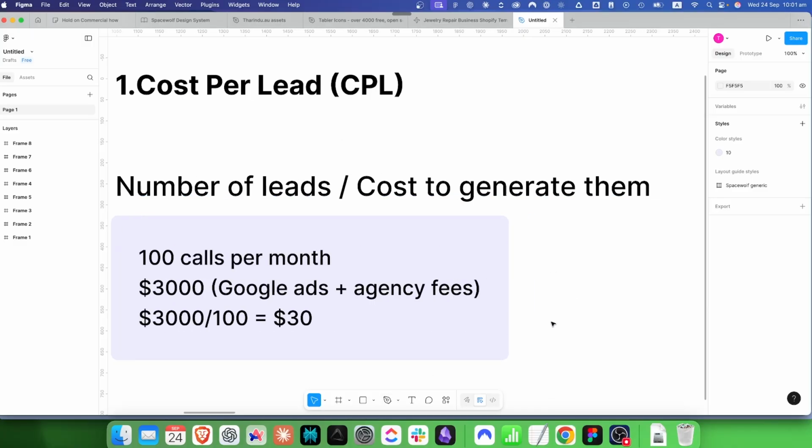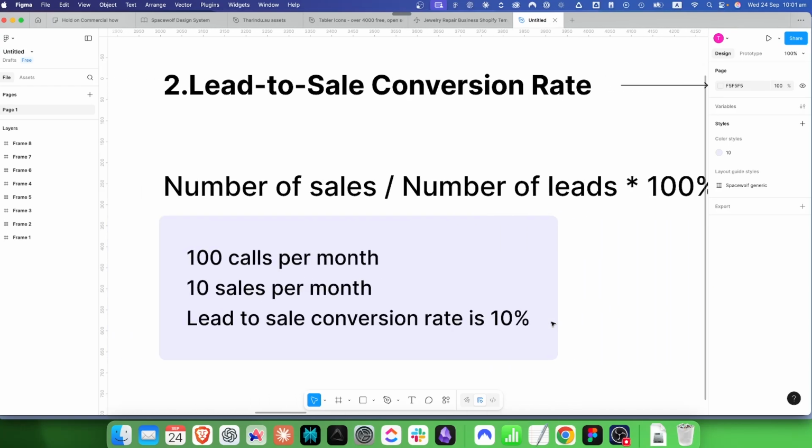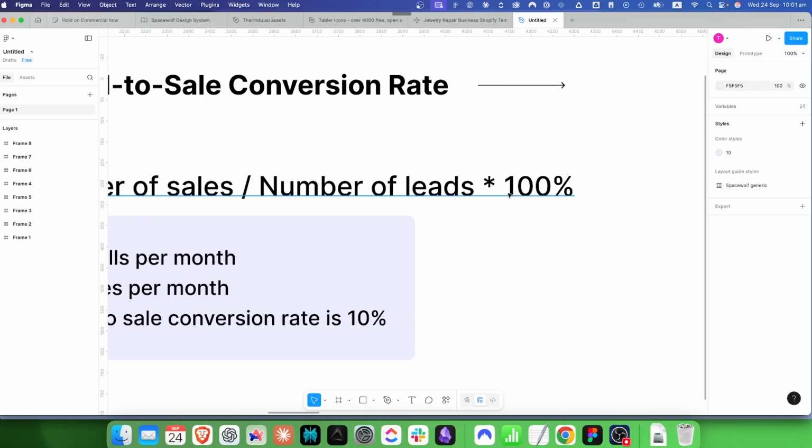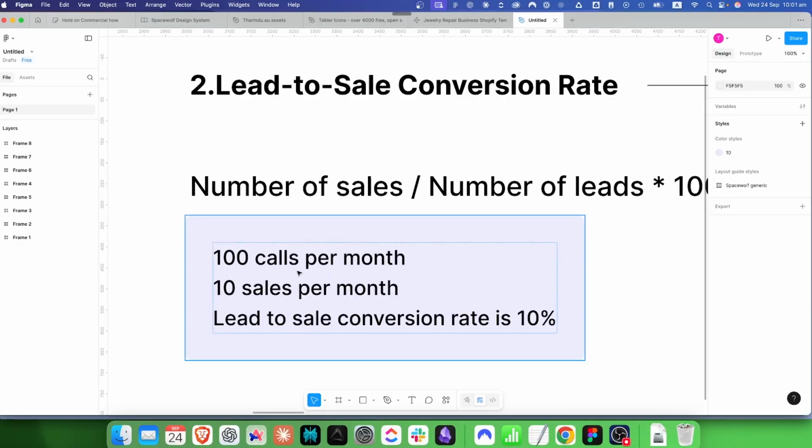All right, let's go to the next one. Next one is lead to sale conversion rate. How do you get that? This is the formula: number of sales divided by number of leads, and then you get a percentage. Let's look at an example. You get 100 calls per month, and you actually convert 10 of these. So you get 10 sales per month. So the lead to sale conversion rate now is 10%.